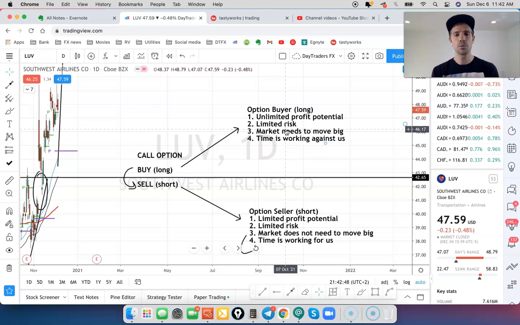Now, just once again, I want to review. If you're an option buyer, you have unlimited profit potential, limited risk. The market really needs to perform. It really needs to behave for you. Time is not on your side. Option seller, we have limited profit and limited risk, but the market doesn't need to move big for us. Time is on our side. Those are the big differences, right?